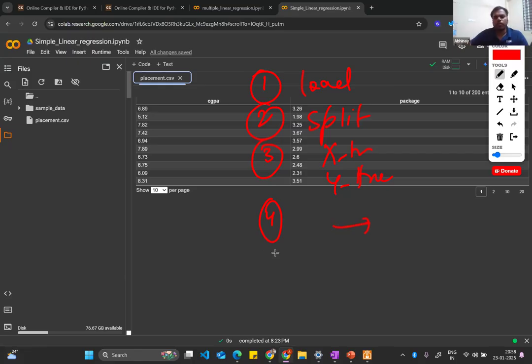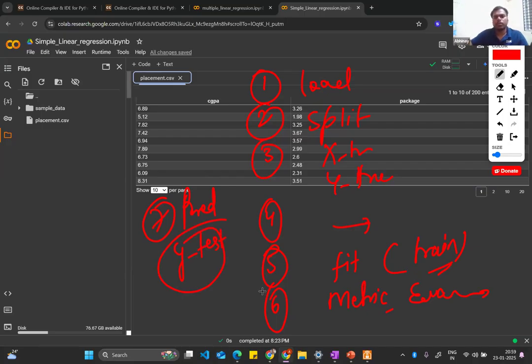Once we are imported, we will basically try to fit. That means we will try to train over this data set. Once we are done, we will do the matrix evaluation. Once we are done with the matrix evaluation, just predict the output on your y test data.